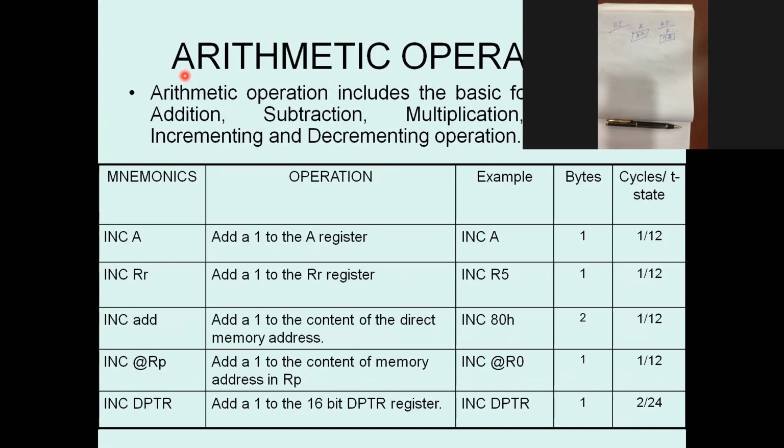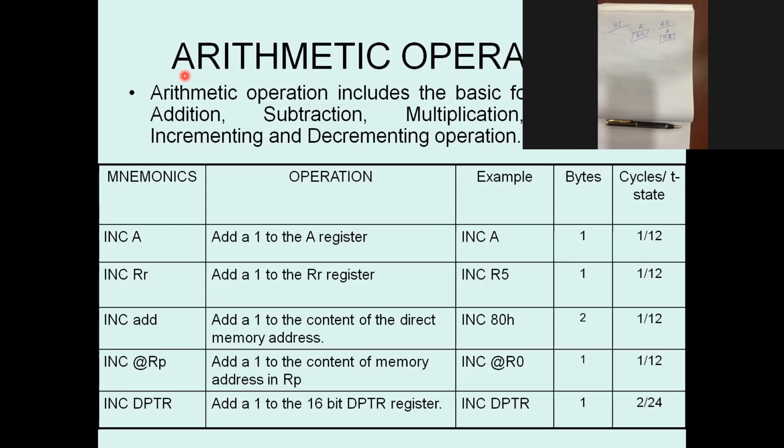INC A, INC Rn, INC address, INC @Ri, INC DPTR, all are incremented by 1. INC A is nothing but A is equal to A plus 1. Next, there is DEC. Remember, DEC DPTR is not possible. INC increment is possible, but decrement of DPTR is not possible.